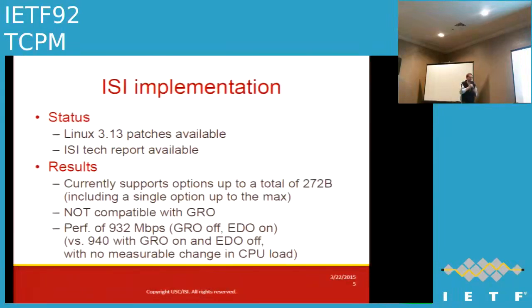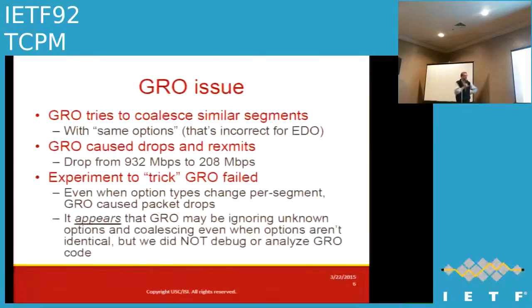The performance measurement on this slide shows 932 megabits with GRO off and EDO on. And when we turned EDO off and GRO on, 940 megabits per second is all you get. So it's not a huge difference coming from using GRO. I would say it's possibly not the end of the world if you have to disable GRO to use EDO. Next slide. So a little bit more information on the GRO issue. What GRO tries to do is to coalesce similar segments together.